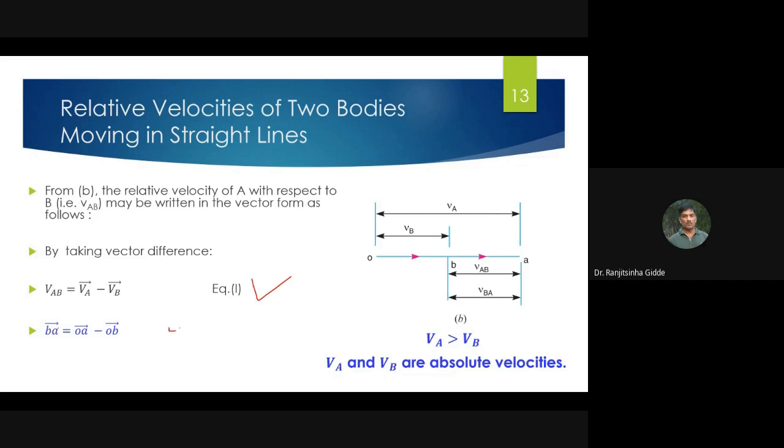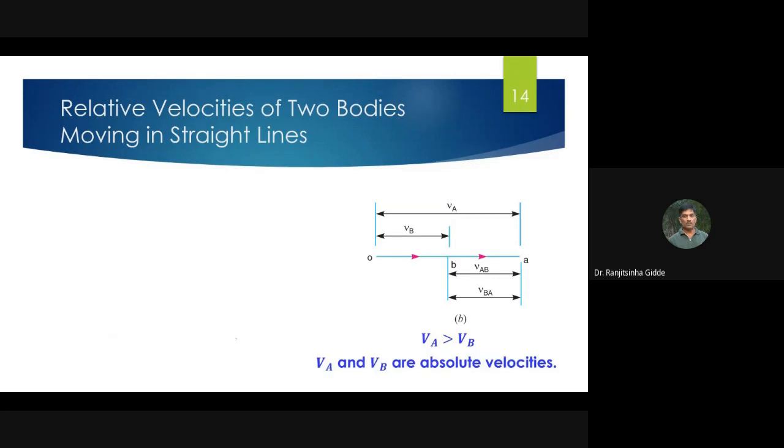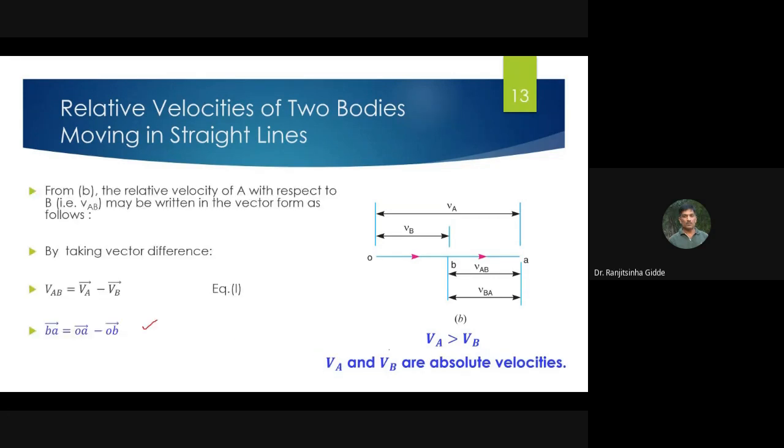Then next line you can write vector BA. And whatever space available below this figure B, you can write VA greater than VB. VA greater than VB.